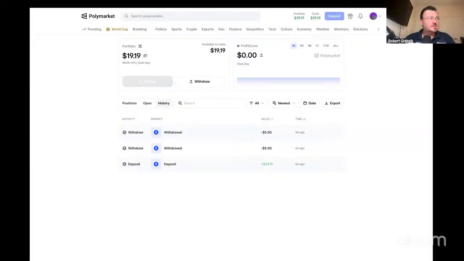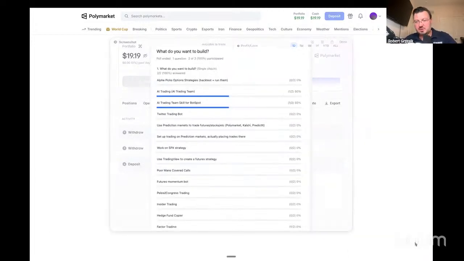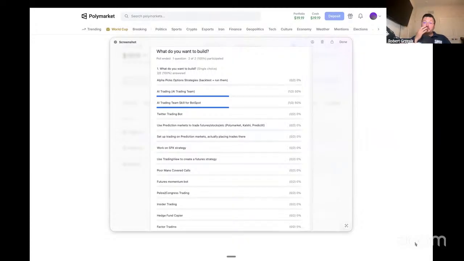So I'll end this poll. Mark isn't back yet, so he hasn't had a chance to vote, but here are the results for what you guys voted for. It's pretty clear you guys want to work on this AI trading stuff, so we could stick to that today. We could work on the AI trading team, and we could work on the AI trading team skill for BotSpot as well, to get BotSpot really good at that.